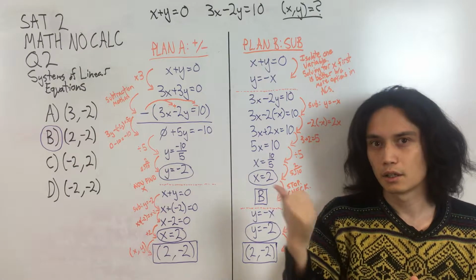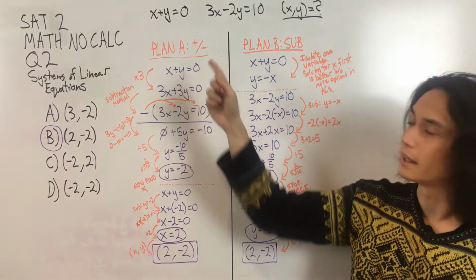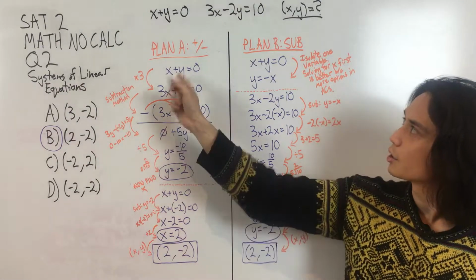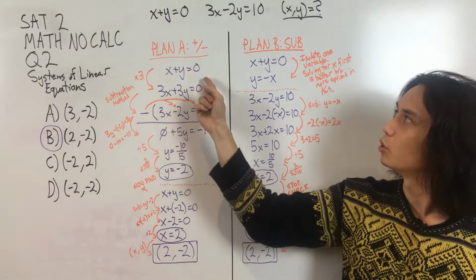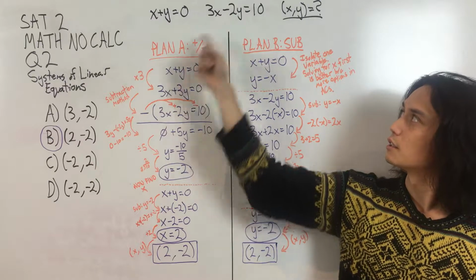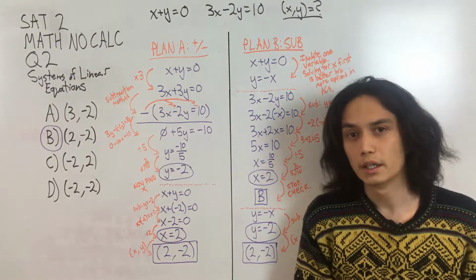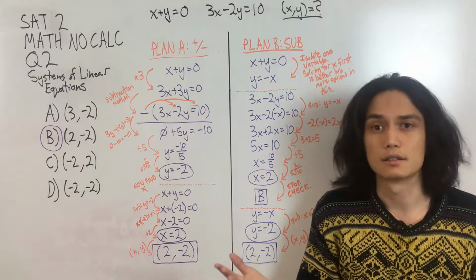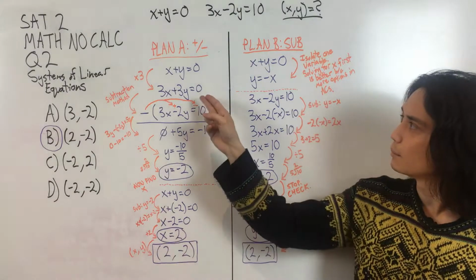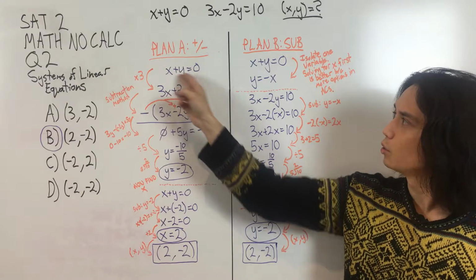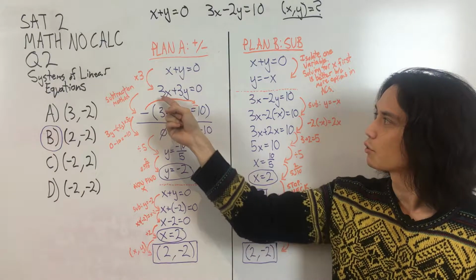All right, so let's see how that works here. So here's plan A, addition and subtraction. We're going to start with this first equation here. Our goal is to get either the x to match or the y to match. There's a 3 in front of the x and a -2 in front of the y. Here I'm just going to choose to make the x's match. So you're going to do that by multiplying this whole equation, x plus y equals 0, by 3.